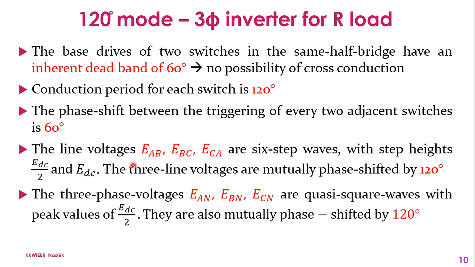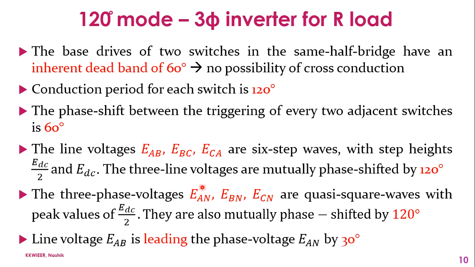About the phase voltages EAN, EBN and ECN, which are quasi-square waves with the peak values of EDC by 2. They are also mutually phase shifted by 120 degrees with each other. In 120 degree mode, also the line voltage EAB leads the phase voltage EAN by 30 degrees.